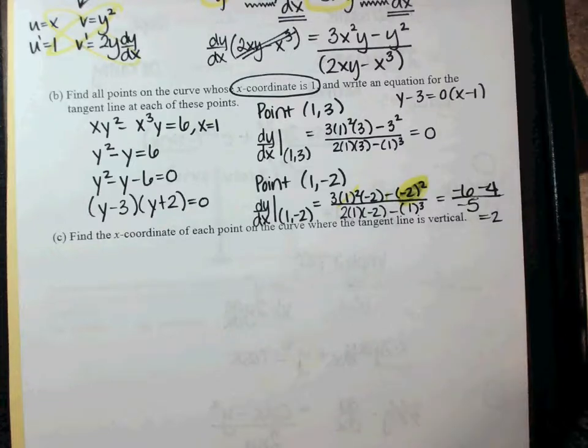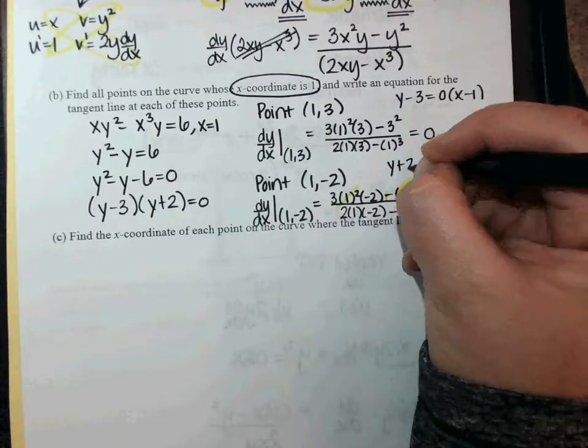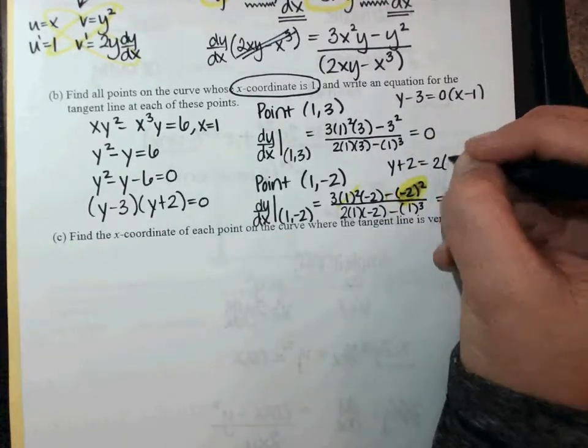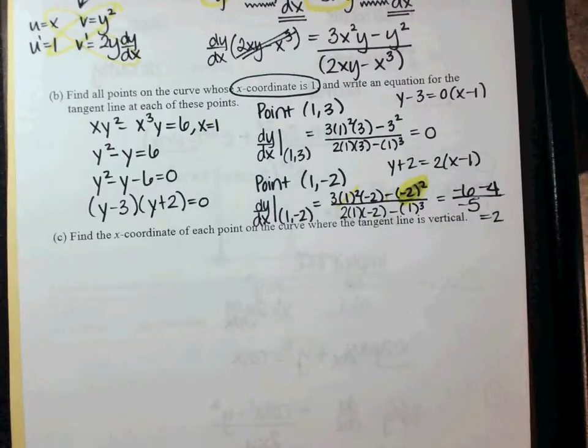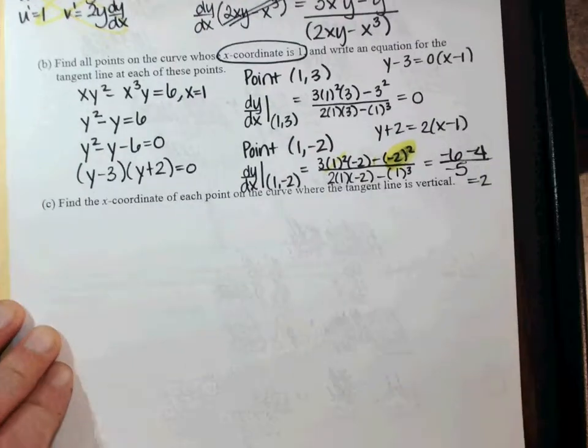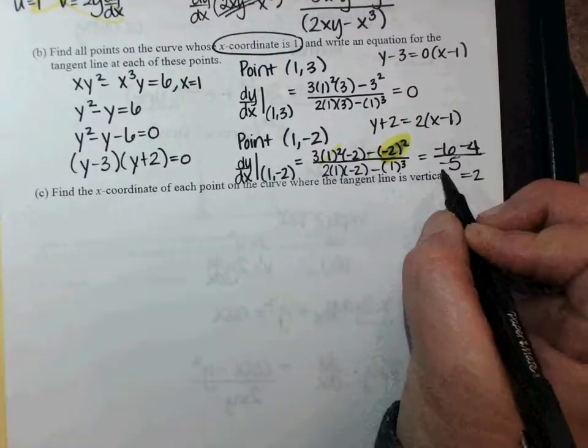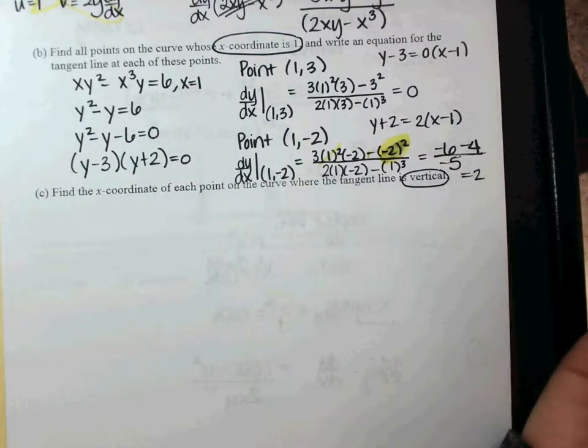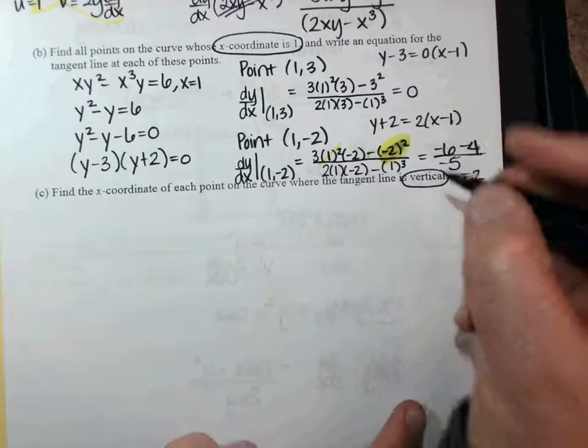And then I would write the equation of my tangent line, y plus 2. 2 is my slope, x minus 1. Got it? Okay, last thing. We want to know, find the x coordinate where the tangent line is vertical. A vertical slope, where should your 0 be? On the bottom. Remember, vertical is undefined, right?